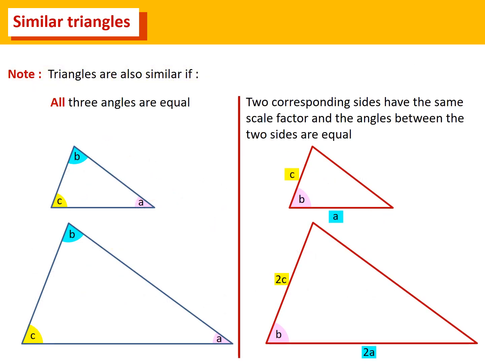There are two other definitions of similar triangles. Two triangles are similar if all three angles are equal, as you can see on the left-hand side. Alternatively, on the right-hand side, if two corresponding sides have the same scale factor, I think we can see that the lengths from the small triangle to the large triangle have been doubled. If they have the same scale factor and the angles between the two lengths are both equal, as we can see from the diagram, the angle between the two lengths are both b, so they're the same. So those two triangles would be similar.